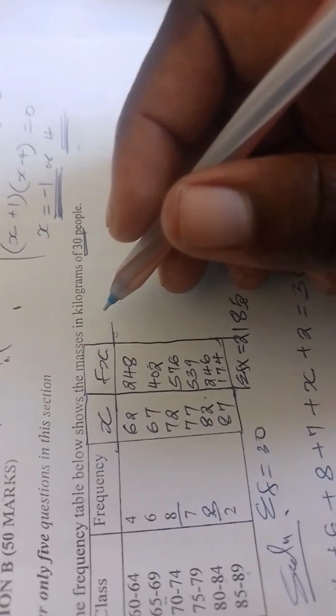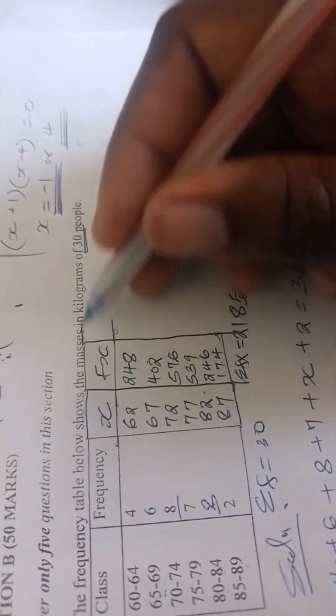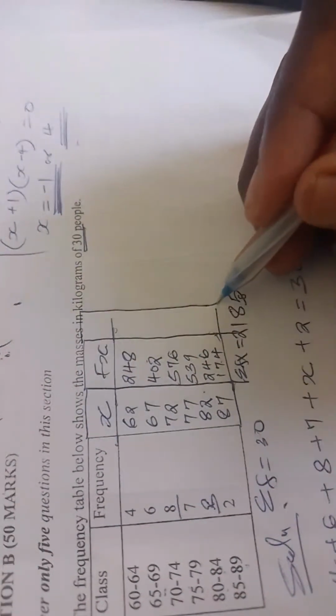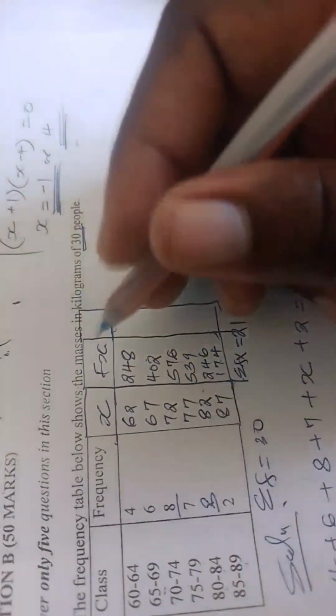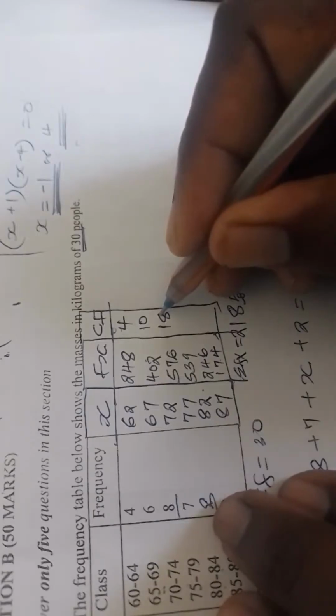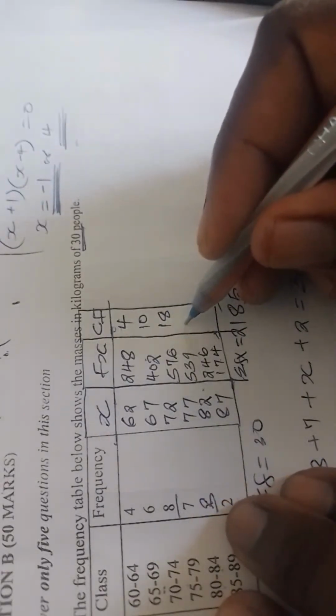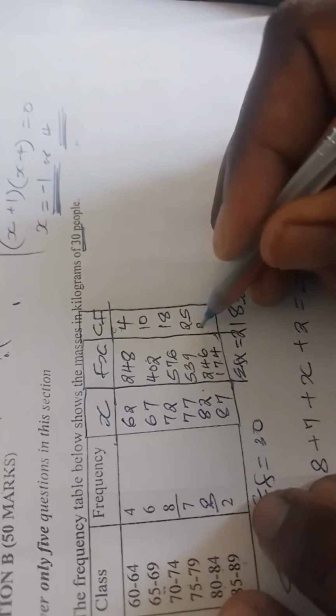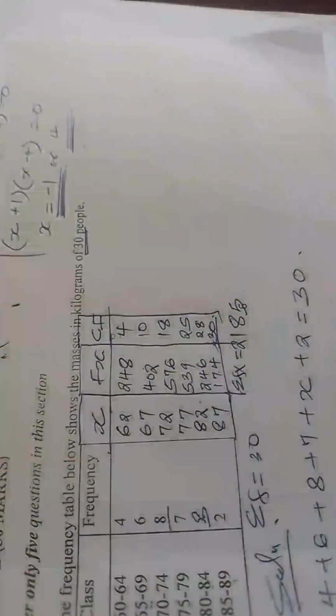So we are supposed to generate another column of cumulative frequency. The cumulative frequency, this one will be 4, then 10, 4 plus 6. Then plus this one 8, that is 18, plus 7, that is 25, then 28, that is 30.